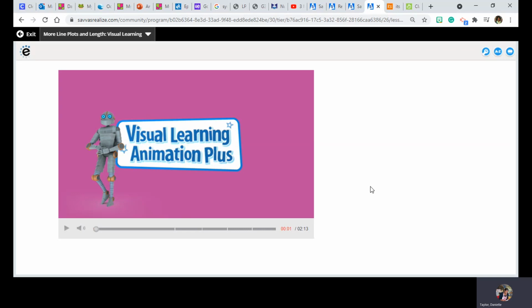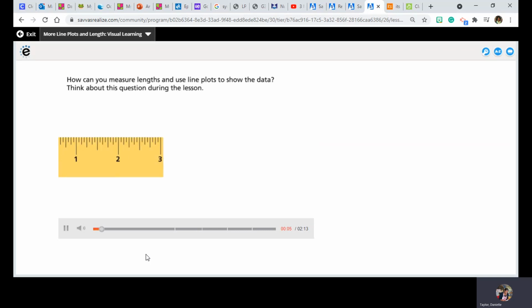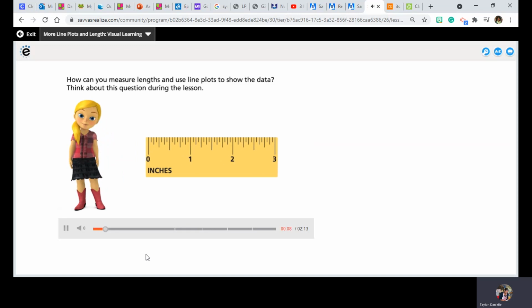Now, let's watch more line plots and length visual learning. How can you measure lengths and use line plots to show the data? Think about this question during the lesson.